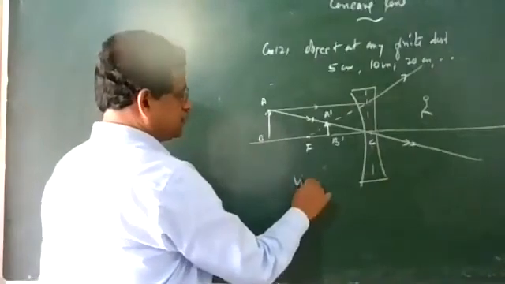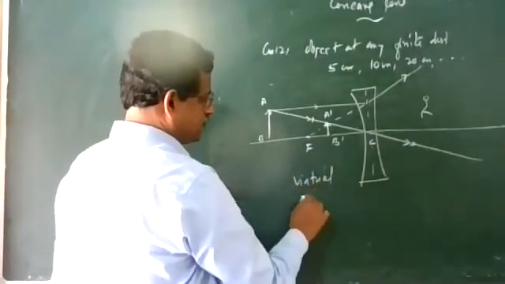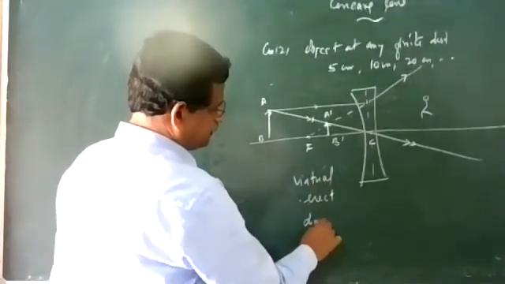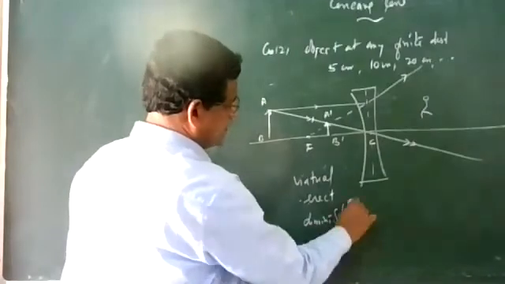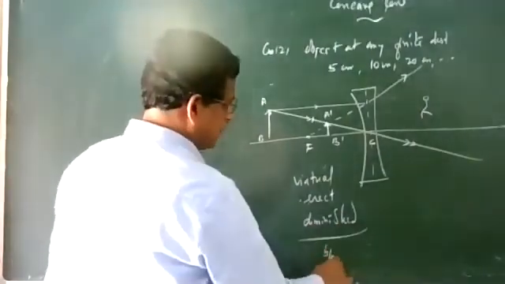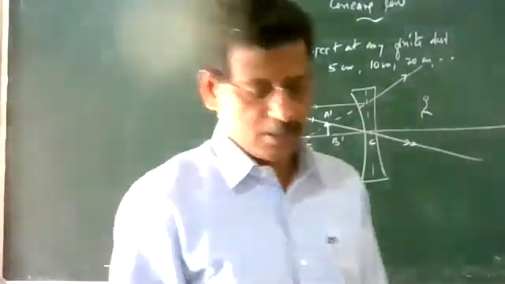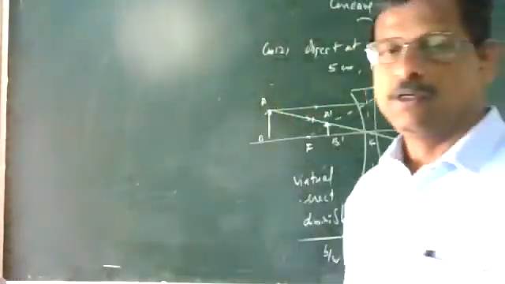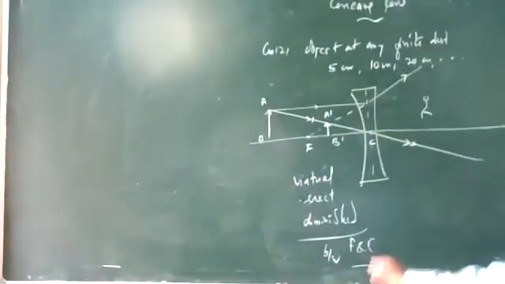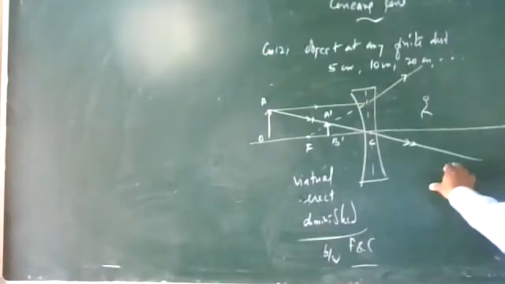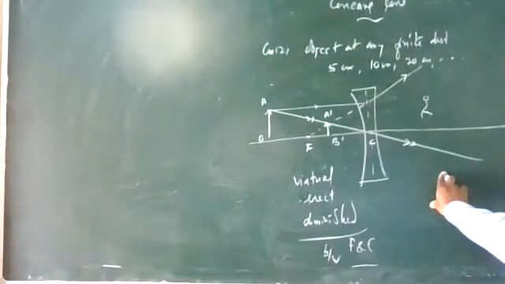So it's a virtual image, erect image, diminished image, and between F and C on the same side. So this is the location of the image for a concave lens for all finite distances. Only one diagram, irrespective of whether it is 1F away, 2F away, or in between, any finite distance. The image formation is like this.